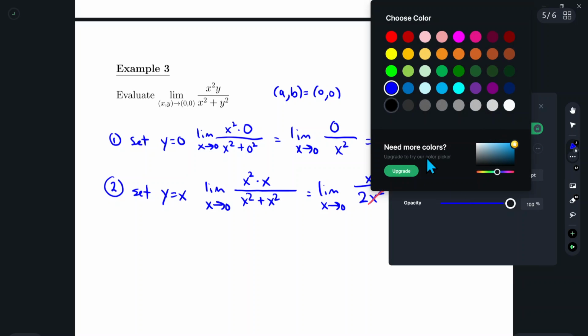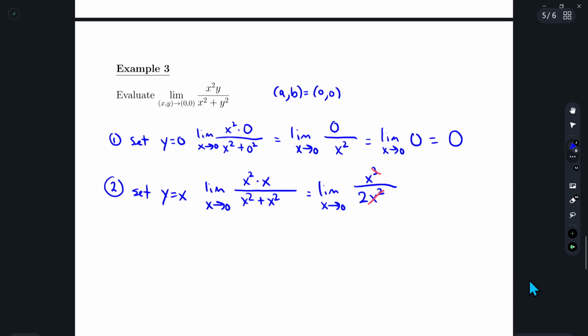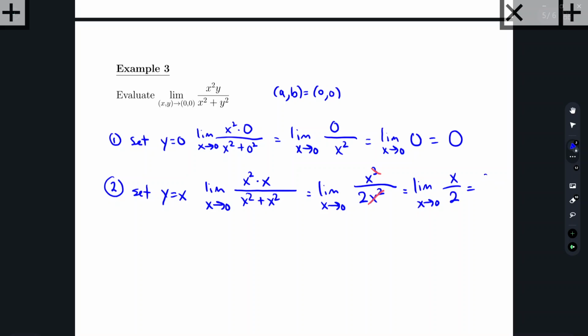So now what does it look like? It looks like x over 2. And so this is as simplified as I can get it. So now I can just calculate the limit by plugging the value in, right? So x equals 0. 0 divided by 2 is equal to 0. Okay, so for y equals x, I also get a value of 0.